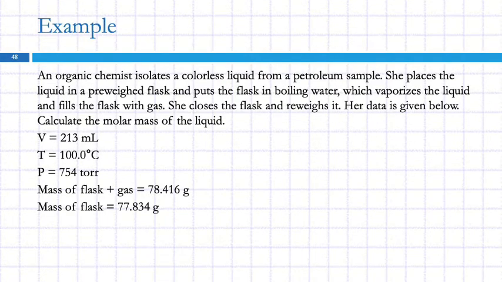Here's another example. This is similar to an experiment that we're going to be doing, experiment 6A. An organic chemist isolates a colorless liquid from a petroleum sample. She places the liquid in a pre-weighed flask and puts the flask in boiling water, which vaporizes the liquid and fills the flask with gas. She closes the flask and reweighs it. Her data is given below. Calculate the molar mass of the liquid.